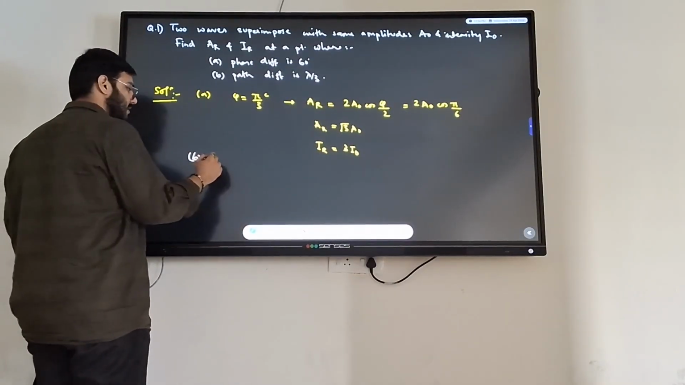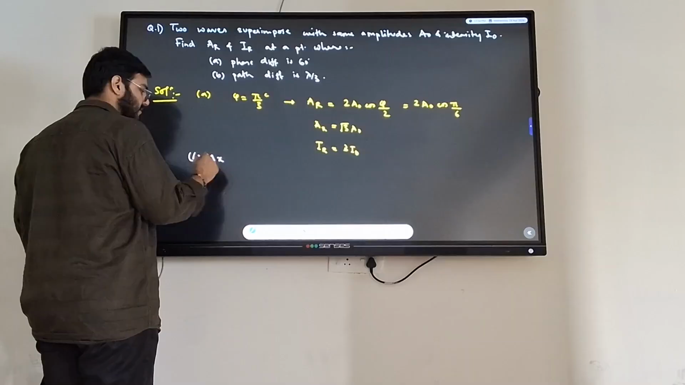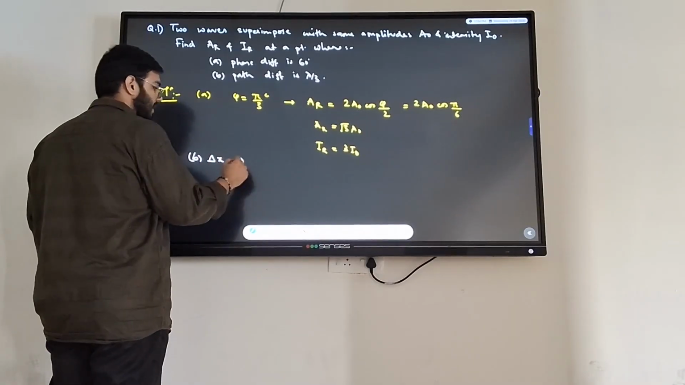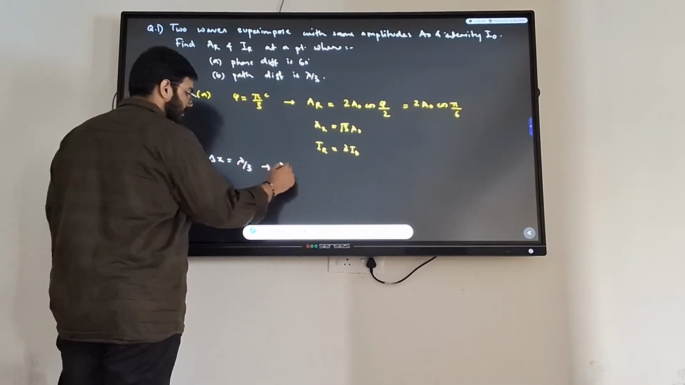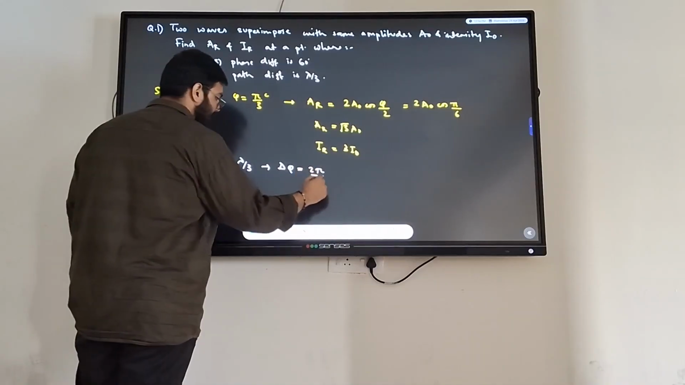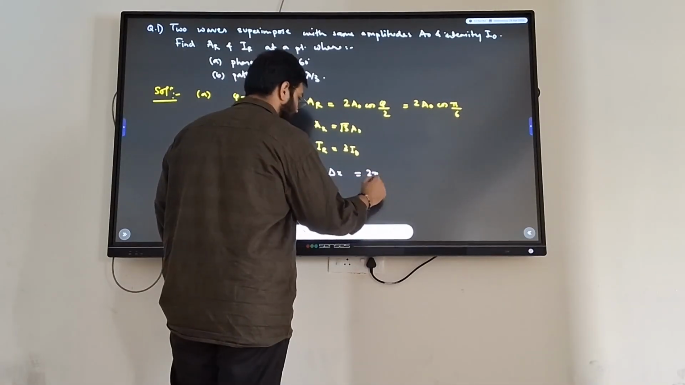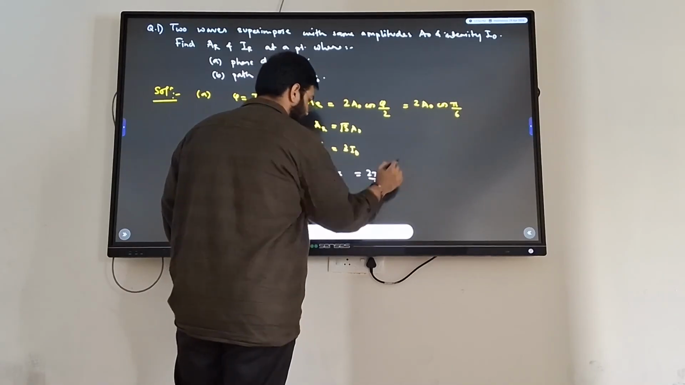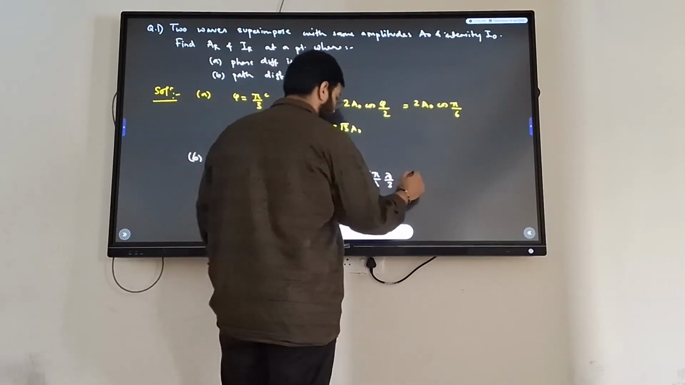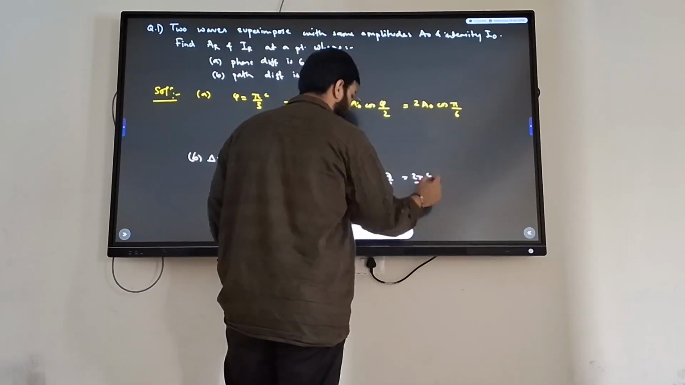For the B part, you are given the path difference to be lambda by 3. The phase difference is 2 pi by lambda into delta x. Then you can write 2 pi by lambda into lambda by 3. And then what will you get? 2 pi by 3 radians.